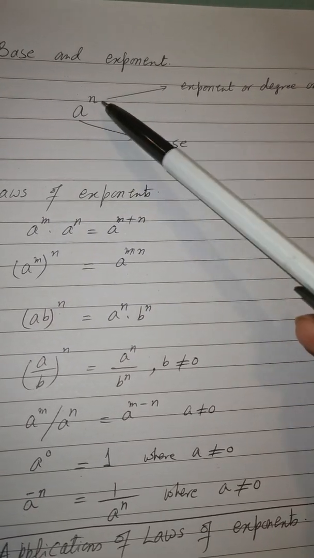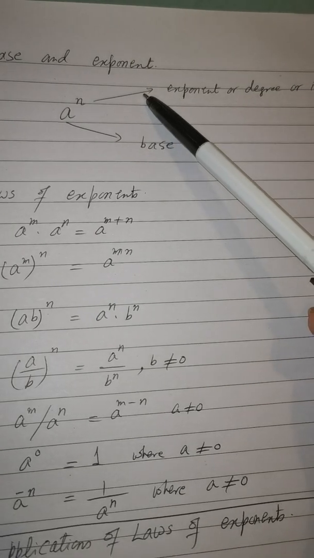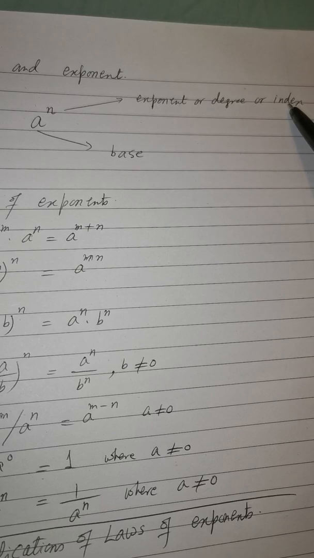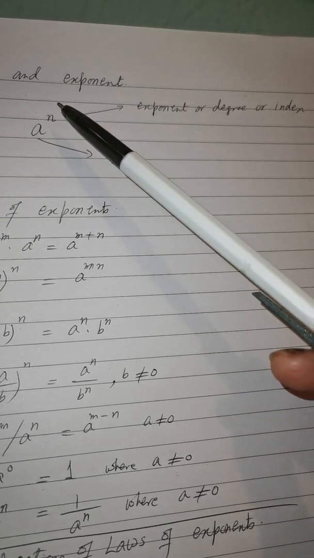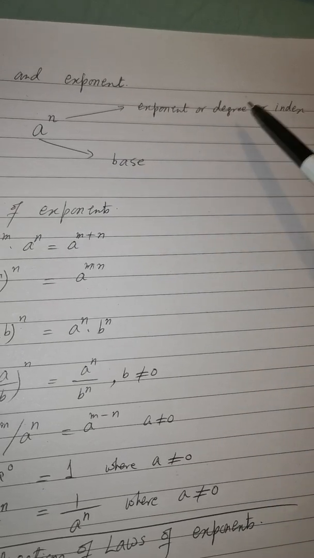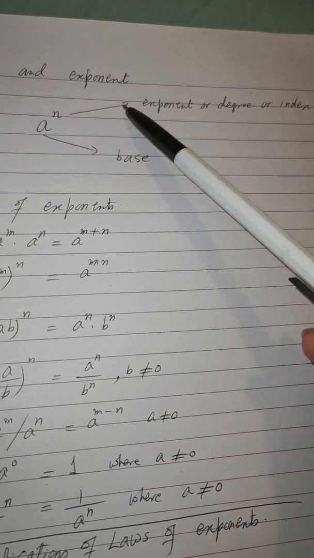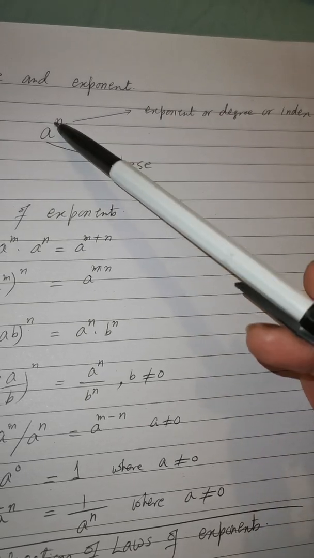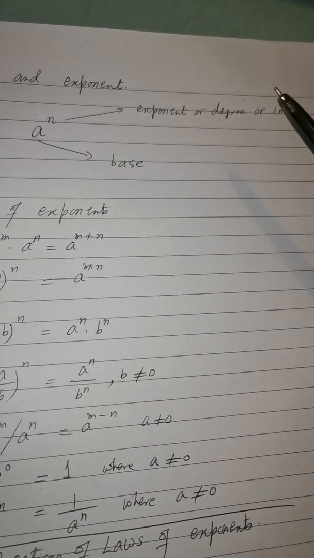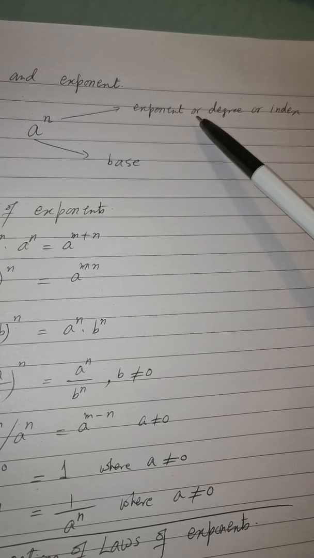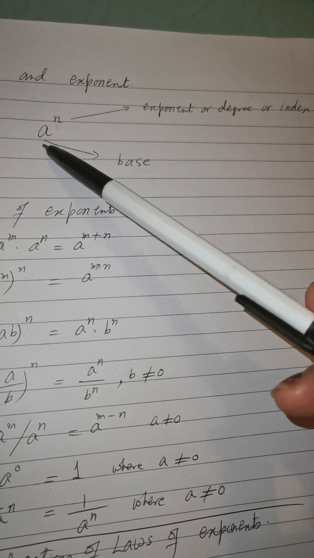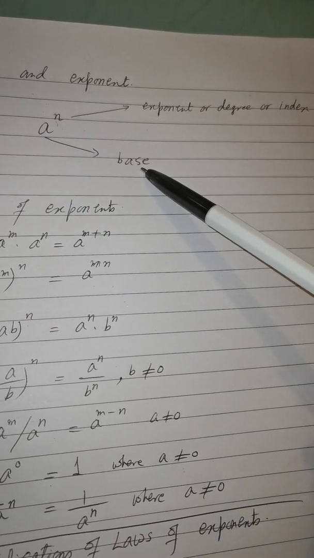It has three names: exponent, some will call it degree, and some call it index, right? So the power is called exponent, degree, or index. We call them with three names. Even some people call it the power of this, right? So in general it has names: power, exponent, degree, or index. And the number whose power it is, is called the base, right?